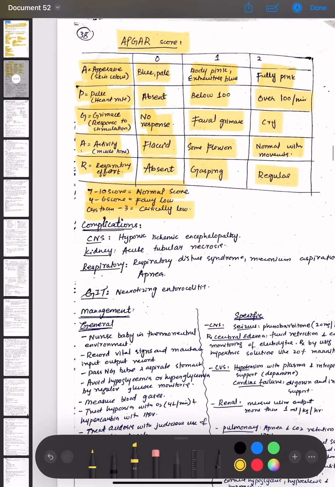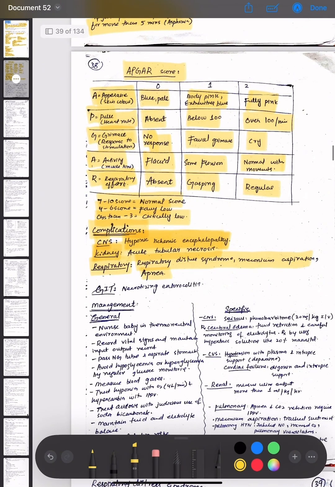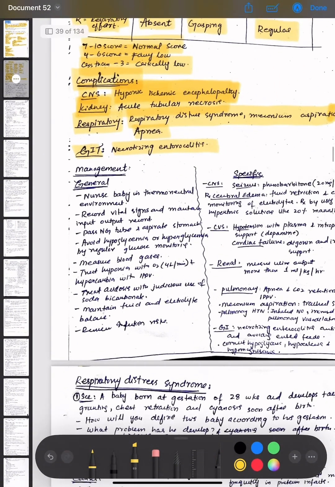Now the complications of birth asphyxia are CNS complications, that is hypoxic ischemic encephalopathy, then kidney complications which are acute tubular necrosis, then respiratory complications which are respiratory distress syndrome, meconium aspiration, and apnea, then GIT problems which are necrotizing enterocolitis. Now the management options for birth asphyxia are both general and specific.